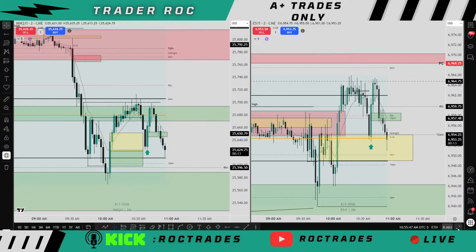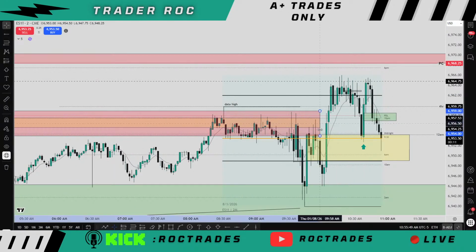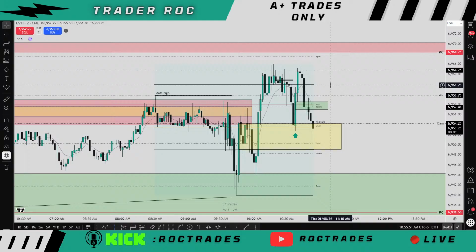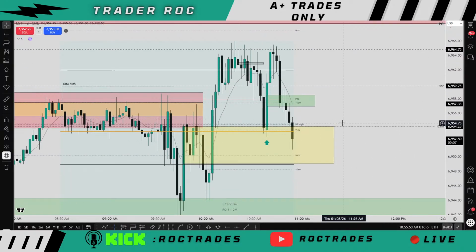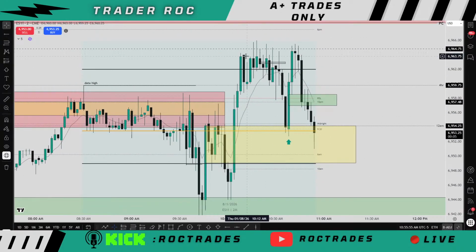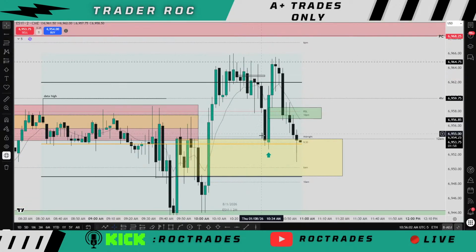Let me zoom in here. Let's see if we can find a reason to look for short. If not, I'll keep looking for the buys. All right, so we push lower. This is a pathetic push lower. Here is your trade right here, right? We get this push lower, push higher.